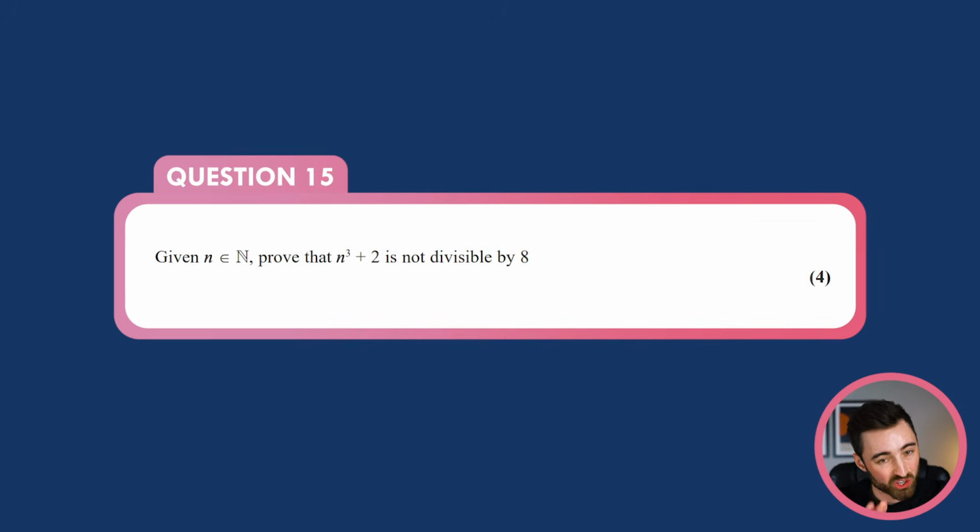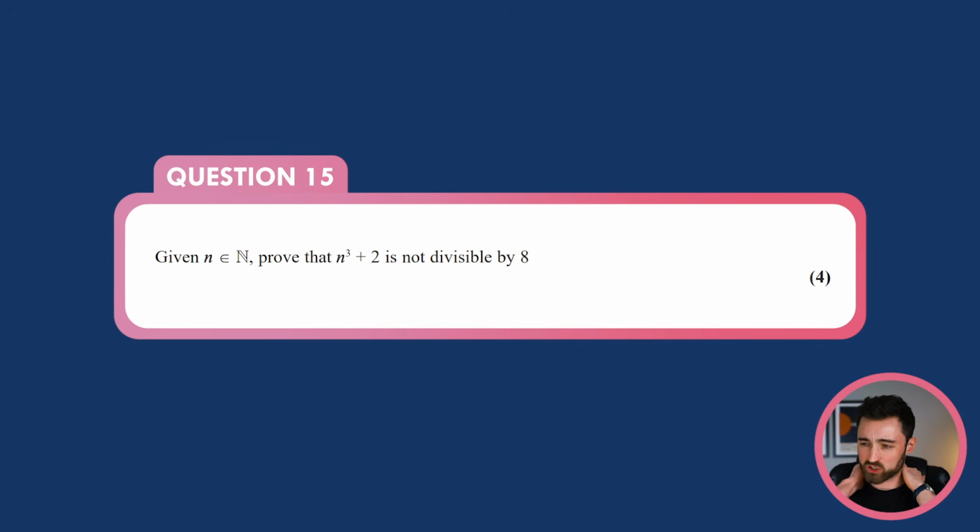Question 15, we should almost be done, says, given that n is a natural number... So what does that mean, by the way? That means that n is a natural number. In other words, it is a positive integer. Prove that n cubed plus 2 is not divisible by 8.